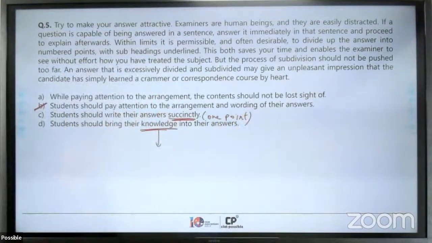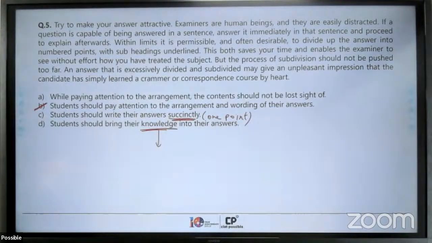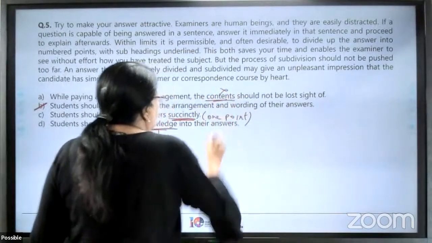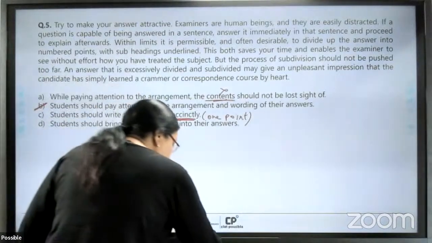And A you can easily eliminate while paying attention. Content should not be. But the process of subdivision should not be pushed too far. An answer that is excessively divided may give an unpleasant impression that the candidate has simply learned or crammed grammar or correspondence course by heart. So content was not. So answer becomes B. Next one.